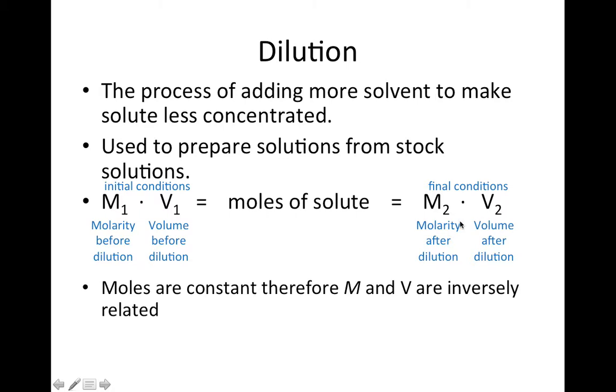I just want you to note that the number of moles are constant before and after the dilution, but what changes is molarity and volume, which are inversely related. In other words, one goes up, the other one goes down, or vice versa. And here is your equation. M1 times V1 equals M2 times V2.